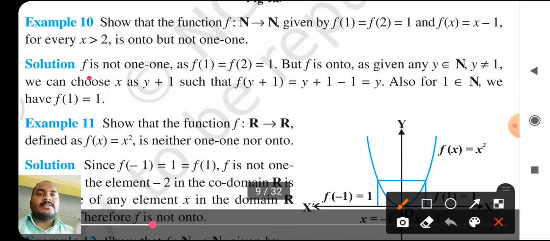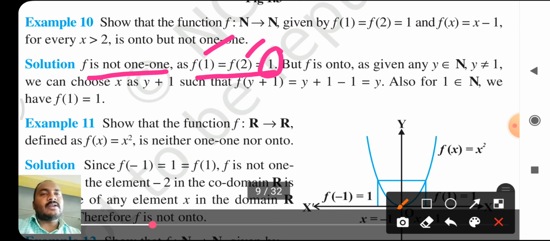Next, f is not a one-one function because f of 1 is equal to f of 2 is equal to 1. Here the images of 1 and 2 are the same, that is 1. Because of this, f is not a one-one function, but f is onto.